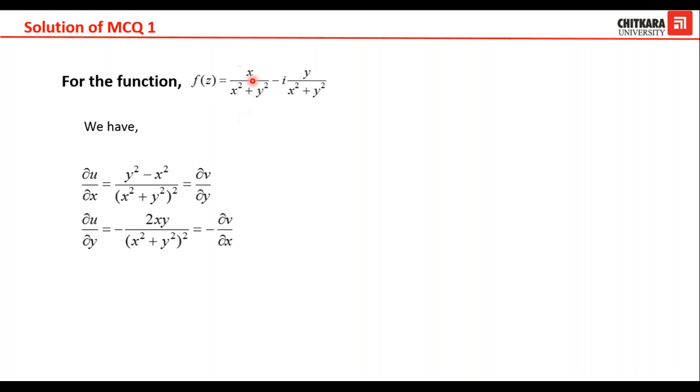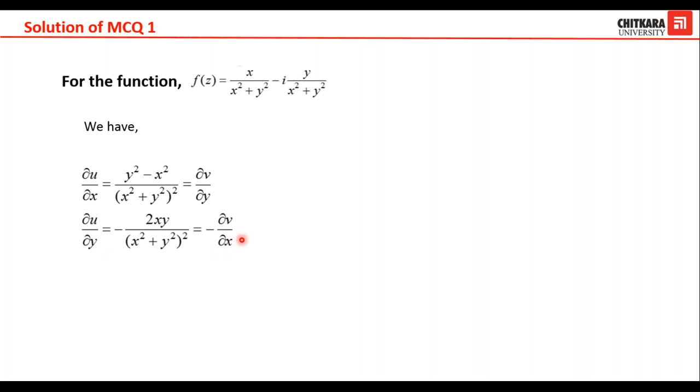The real part and the imaginary part have already been given to you. u is x upon x squared plus y squared and v is minus y upon x squared plus y squared. When you calculate the partial derivatives curl u by curl x and curl v by curl y, you apply the quotient rule here, and you will get y squared minus x squared upon x squared plus y squared whole square. So the first Cauchy-Riemann equation is satisfied, right? Then we calculate the second one, curl u by curl y and curl v by curl x. You will see that curl u by curl y is minus 2xy upon x squared plus y squared whole square, and it will be the same as minus curl v by curl x.